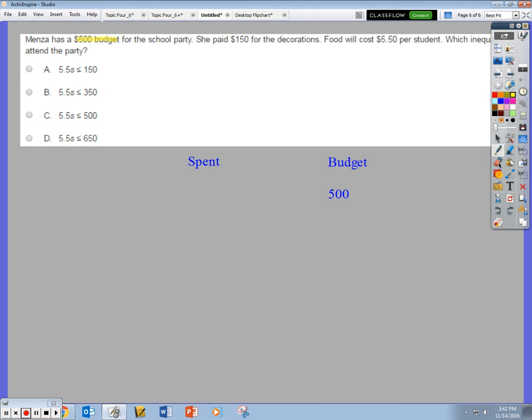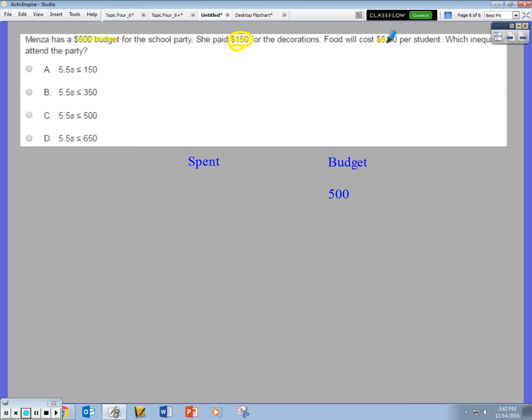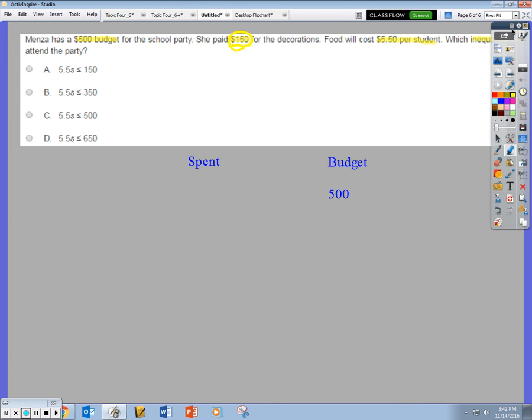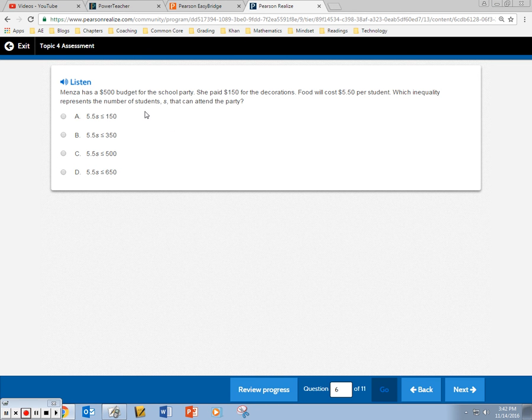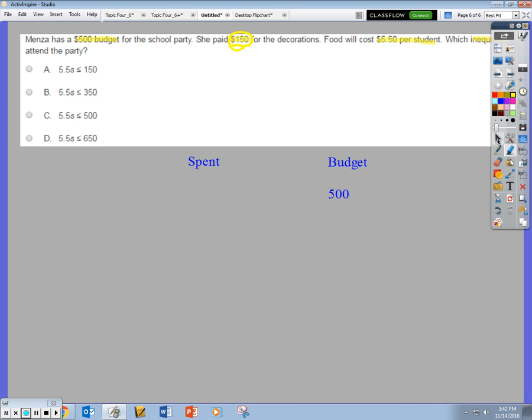So taking a look here, it says we have a budget of $500. Now she paid $150 for decorations. Now, that is what they spent. Food costs $5.50 per student. Which inequality, let's see here. For some reason it doesn't look like the whole question. Let's see here. Which inequality represents the number of students S that attend the party. For some reason that didn't type out. So we're looking for which inequality shows the number of students that attended the party.